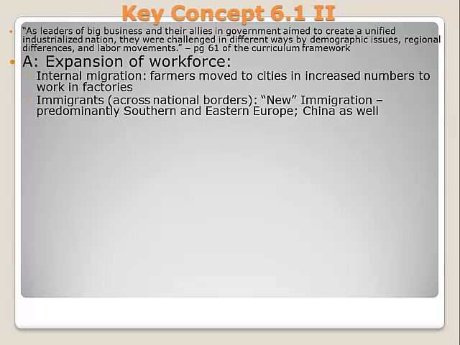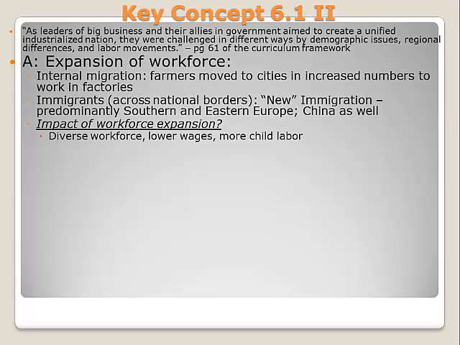We also have immigrants coming across national borders to the United States, and we see new immigration develop during this time. We talked about old immigration before, those that came from Northern and Western Europe. For new immigration, these are people predominantly from Southern and Eastern Europe, people coming from Italy and Greece, etc. And there were a significant amount of immigrants coming from China, but we'll see that there's something else that happens with them. So what is the impact of this huge expansion of the workforce? Well, we have a diverse workforce because of immigrants. We have lower wages because there is a huge supply of labor, and there is more child labor as well to help families out. So the huge supply of workers led to lower wages.